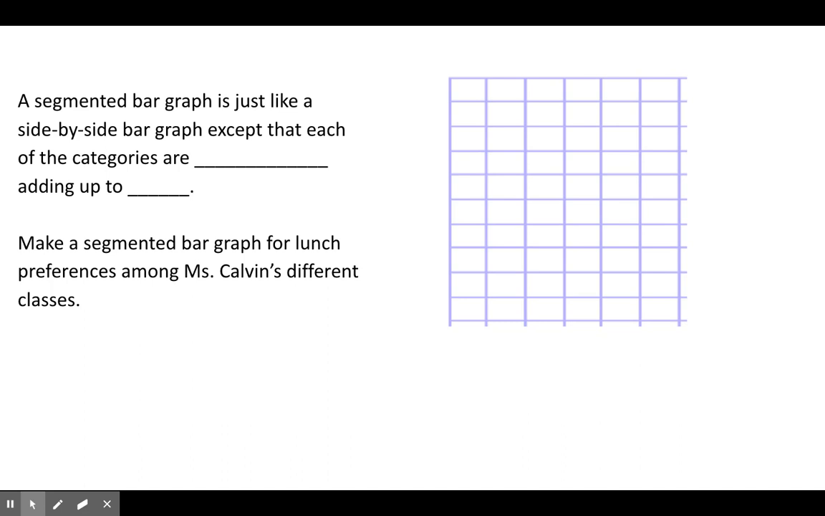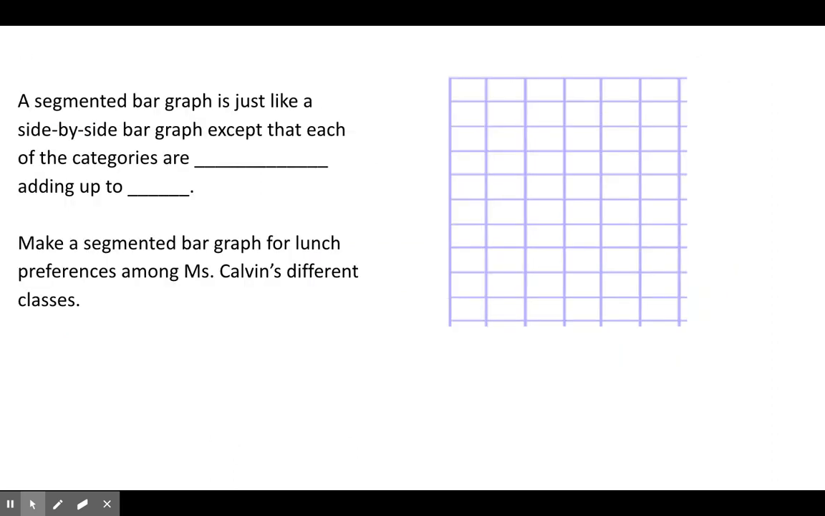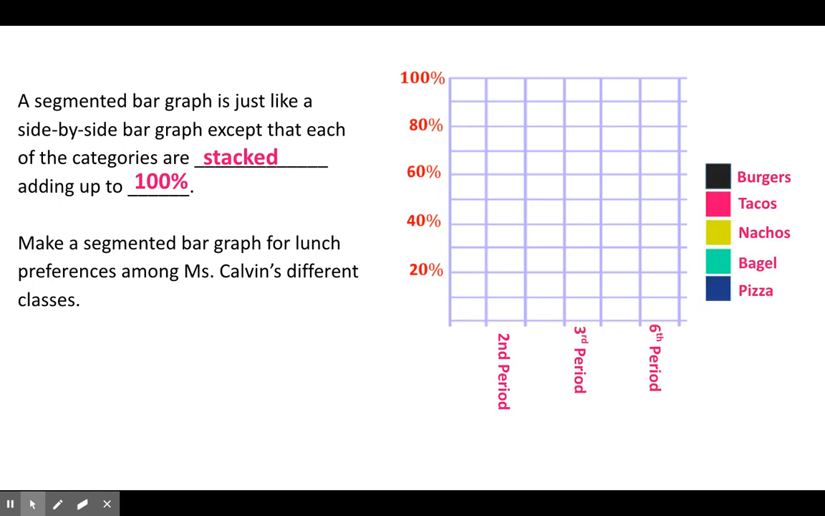And then the last thing, this is our last slide, we can take that same graph that we just created and turn it into a segmented bar graph, which is just like a side-by-side, except that we now stack all of the categories for each class period on top of each other so that they add up to 100%. On my little graph over here, I'm going to go up to 100%. I'll put in those little intermediate steps along the way. I'm going to have 1 bar for second, 1 bar for third, and 1 bar for sixth, and I'm really just going to stack those things on top of each other.